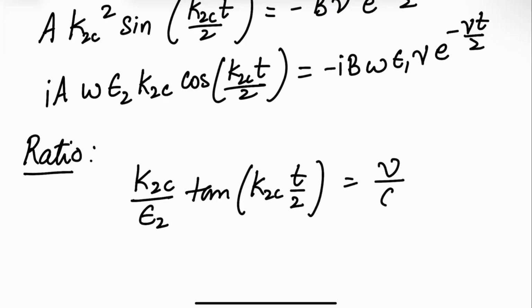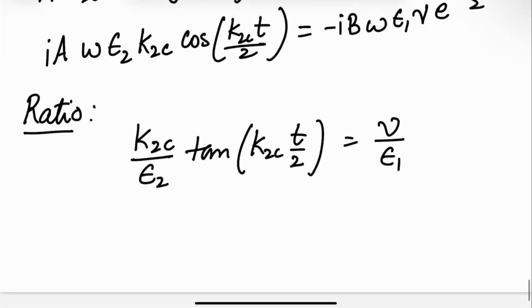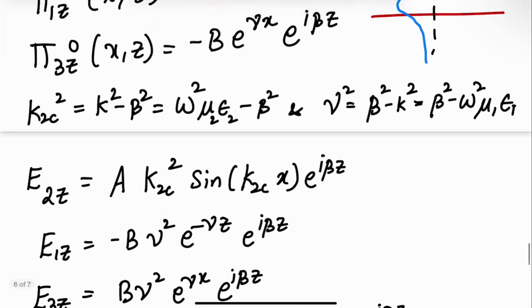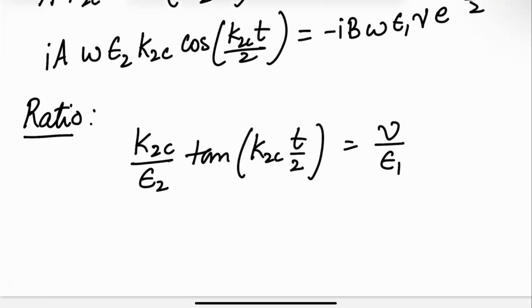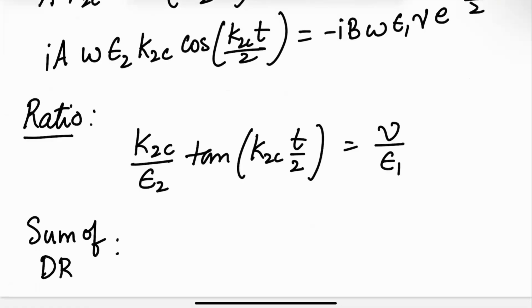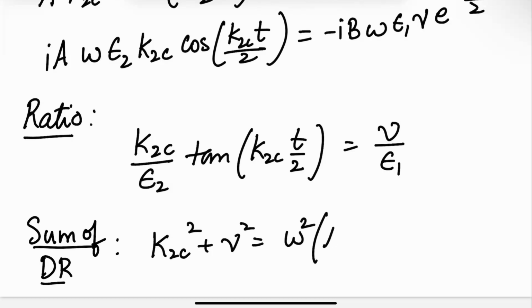equal to nu over epsilon 1. And from the dispersion relations, if I add these two equations, then minus beta square and plus beta square cancel, right? And that gives me another relationship between K to C and nu, which is, so I'll say sum of dispersion relations gives me K to C square plus nu square equal to omega square mu2 epsilon 2 minus mu1 epsilon 1. Okay, so this is just two equations and two unknowns.